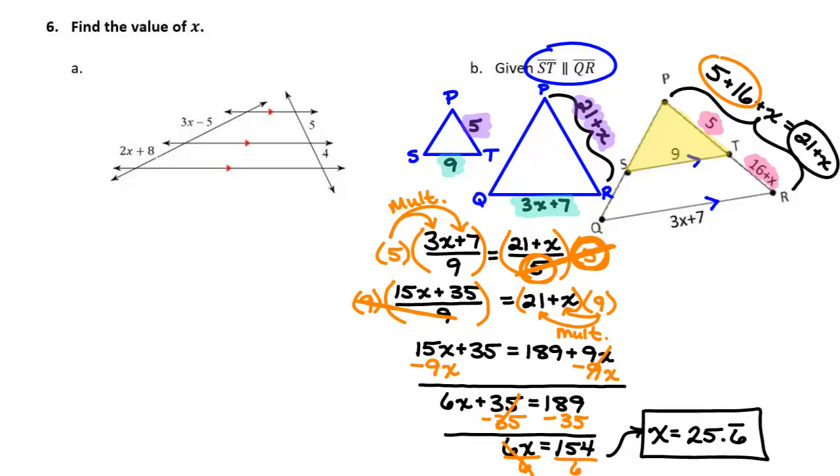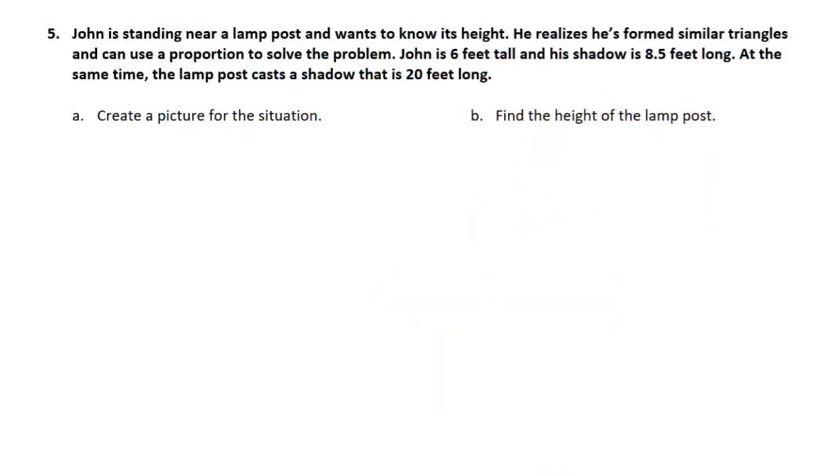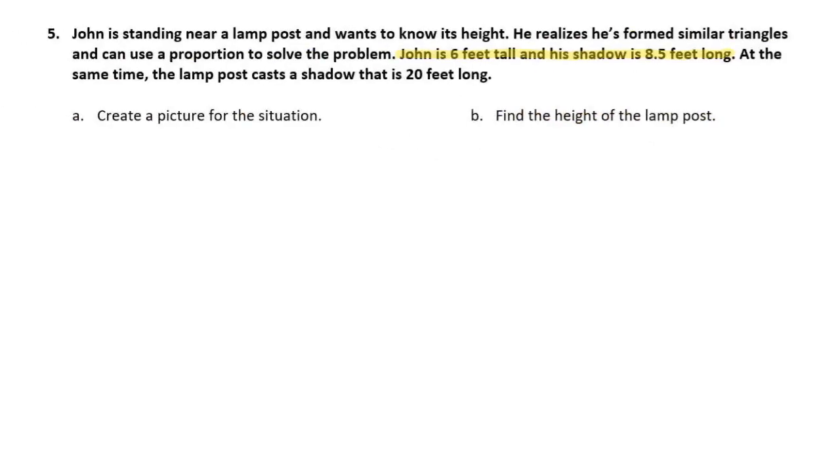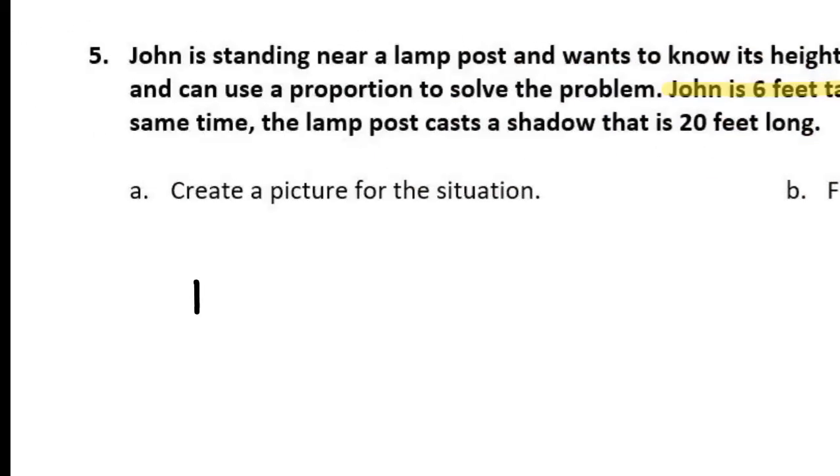So number 5, which is just above this one, says John is standing near a lamppost and wants to know its height. He realizes he's formed similar triangles and can use a proportion to solve the problem. John is 6 feet tall and his shadow is 8.5 feet long. That's the very first thing I'm going to draw.